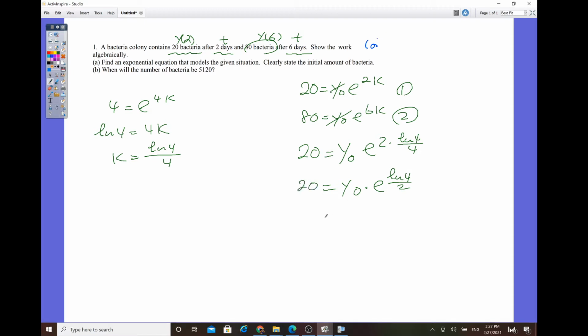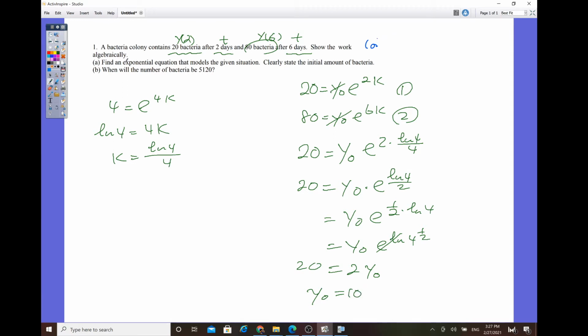So that equals 20. One thing that we can do is consider y0 times e to the power of 1/2 times natural log of 4. Using the properties of logarithms, the coefficient becomes a power, so this can be written as y0 times e to the power of natural log of 4 to the power of 1/2. Once you take e to the power of natural log, that cancels. So 4 to the power of 1/2 is just the square root of 4, which is 2. So it's 2y0, which means the initial amount of bacteria is 10.